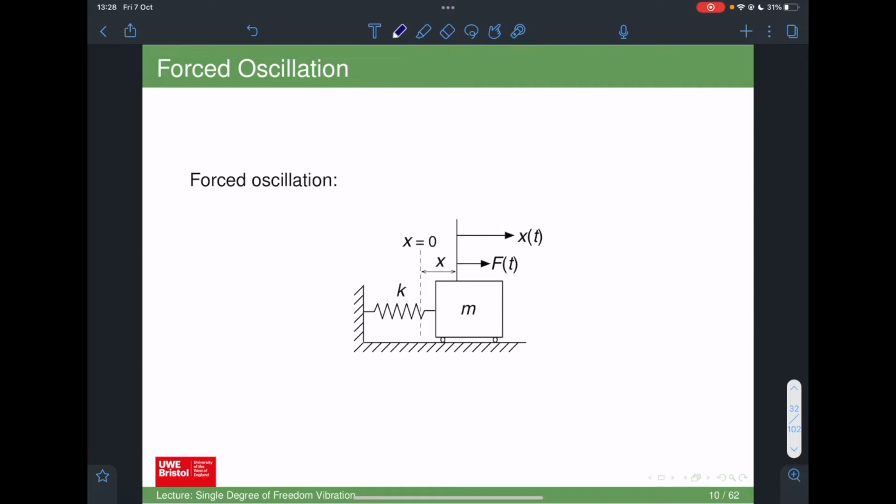That could be a constant force, in which case it doesn't matter what time you've got it; it could just be a constant force. But this time I'm actually applying a force that's going to vary with time, and that force is going to be a sinusoid. But we'll look at that in a second.